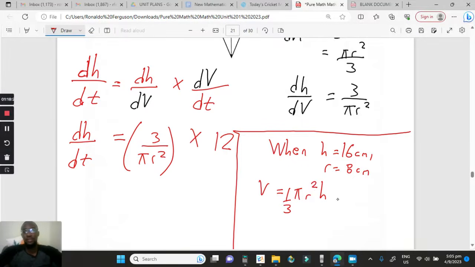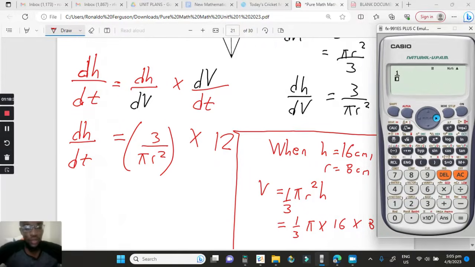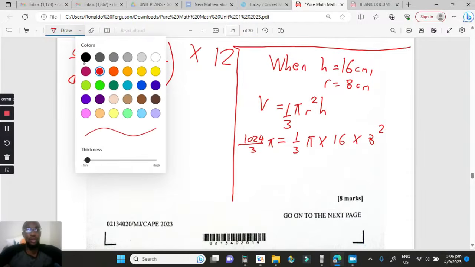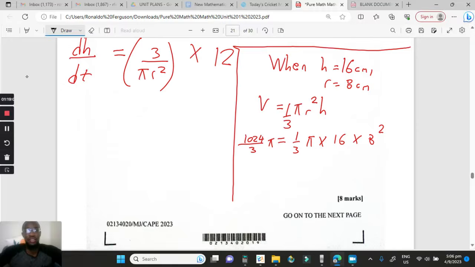Now all you have to do is find the volume by inputting 16 and 8. So 1 over 3 pi times 16 times the radius, which is 8 squared. You put that in a calculator: 1 over 3 times 16 times 8 squared. I'm not going to put the pi, so that's 1024 over 3. So the volume is 1024 over 3 pi. Why did I do that? I do that so I would be able to find the radius when the height is 4.